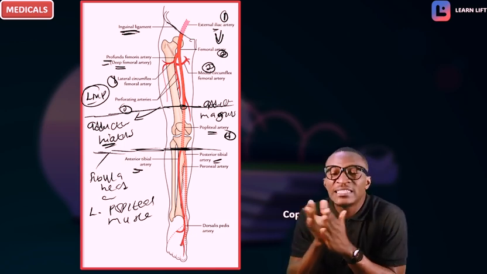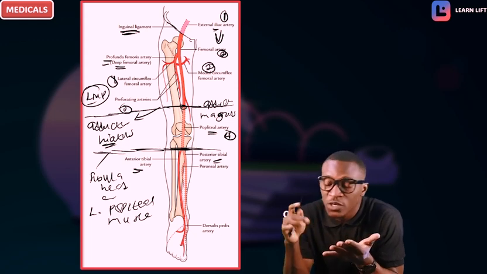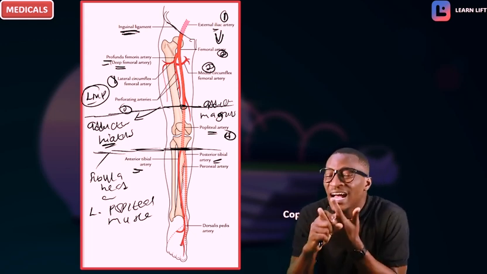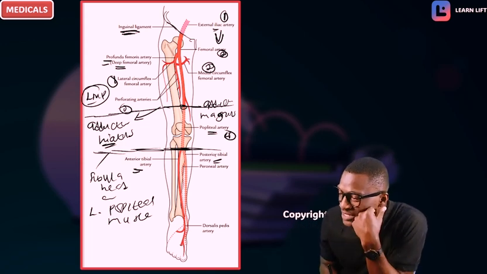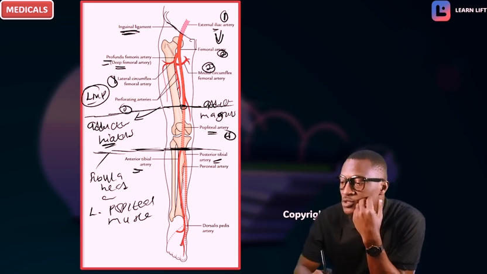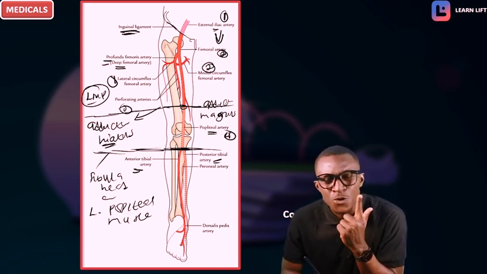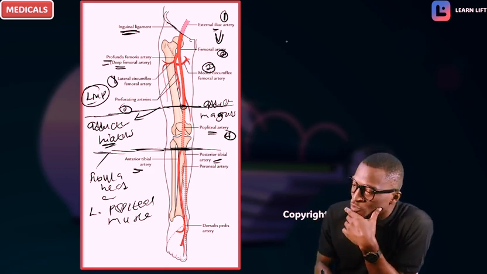Are you seeing that? The popliteal artery is going to bifurcate into two to give the anterior tibial artery and the posterior tibial artery. Look at it, everybody, all eyes on the diagram. This is the anterior tibial artery, this is the posterior tibial artery. Are you with me? Everybody, look at it.